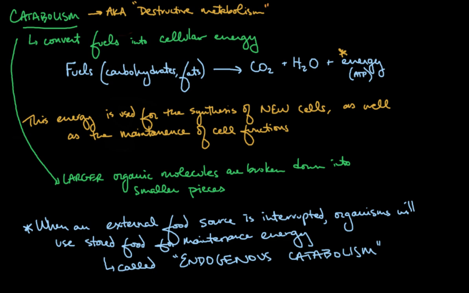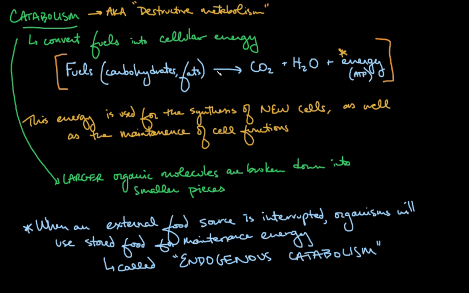But in a biological sense, what is really happening is that we're converting fuels into cellular energy. So here's a reaction that hopefully should look familiar to you. If you take some kind of fuel, whether it be carbohydrates or fats, you can turn it into carbon dioxide, water, and energy. And in the case of what we've been talking about, we want that to be ATP, or adenosine triphosphate. Write that all out.